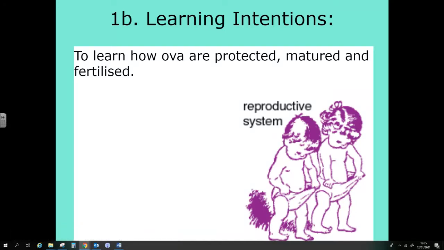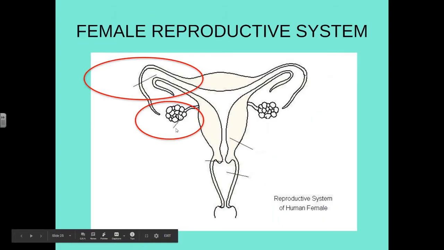Good morning, Higher Human. Today we're going to look at 1B and 1C of the Unit 2 Higher Human course, Production of Gametes. Firstly, we look at how ova are protected, matured and fertilised.